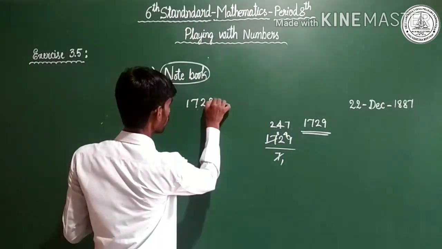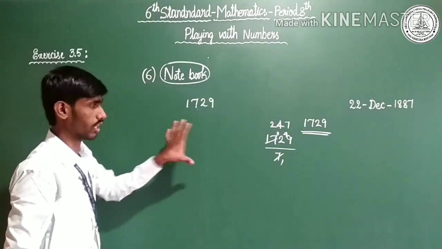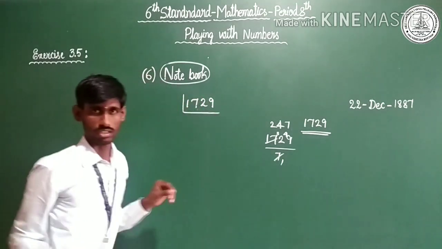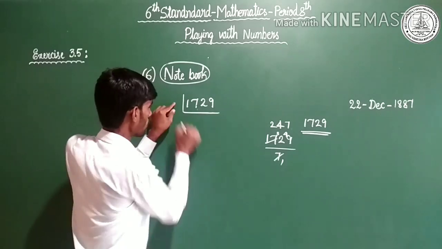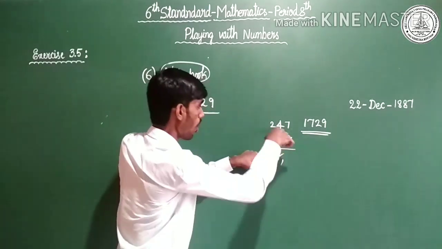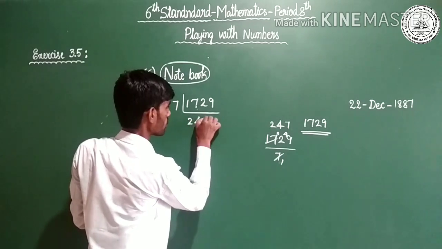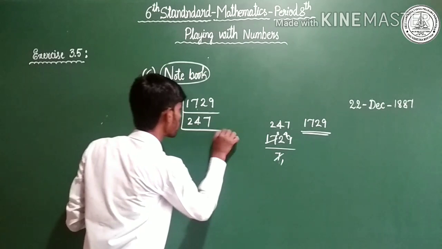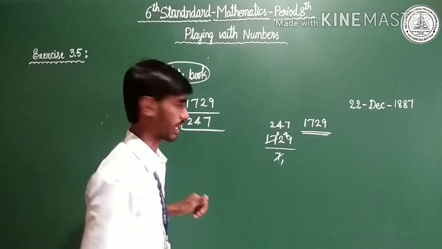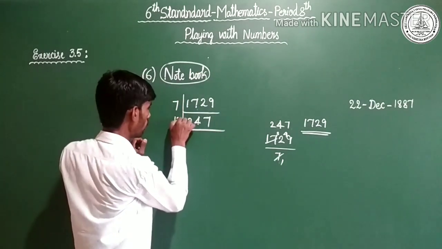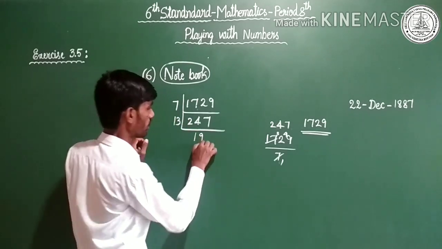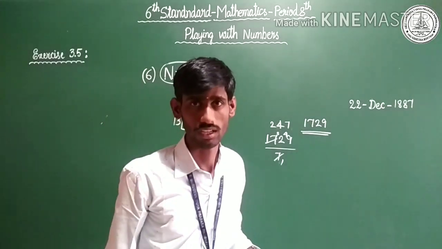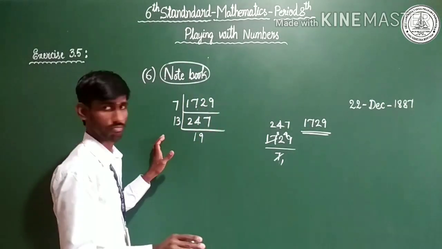1729, I have marked here in the notebook. The given problem is solved in the notebook. Okay, 1729. See, observe here. 7 times 247 is 1729. Dear children, 247 can be divided by 13 into 19. 13 19s are 247. Clear? See, this is the final number.